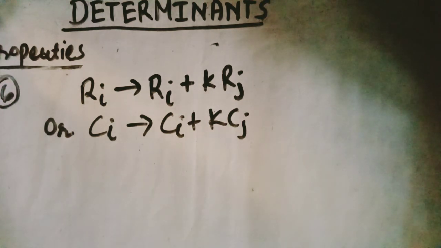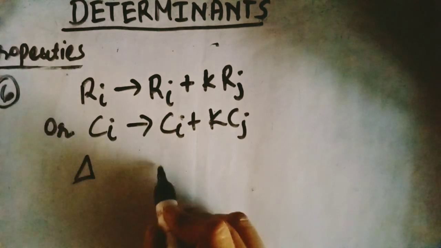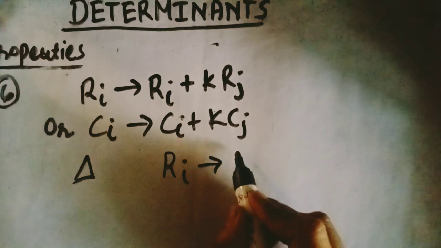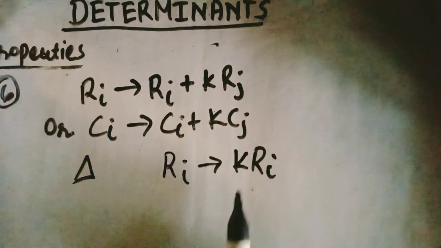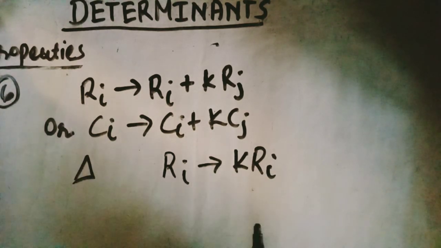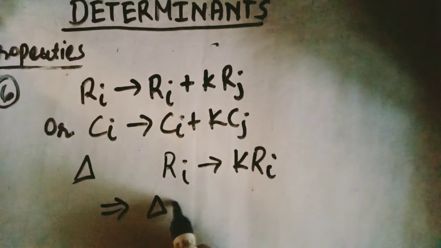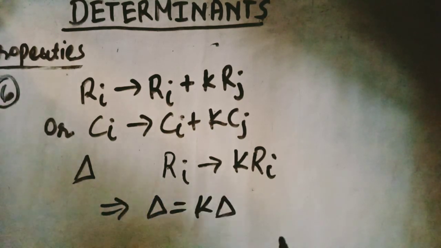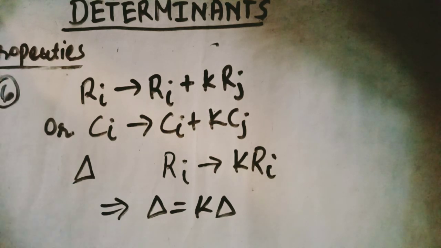So these are the properties, and there is one remark also. If there is one determinant, say delta, and if we apply a row operation, say Ri to k Ri, that is we are multiplying a scalar to that entire row, or a column operation, then the determinant becomes k delta. This is from the previous property, that the scalar gets multiplied with the determinant.